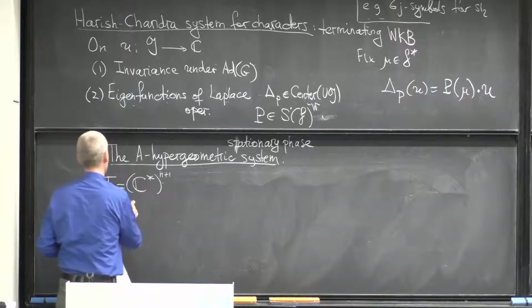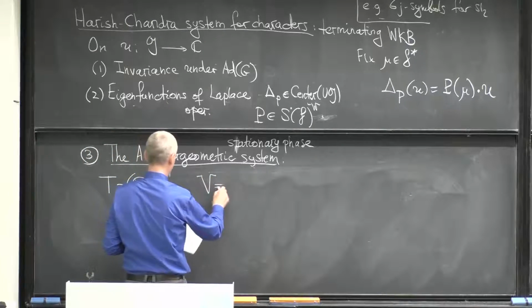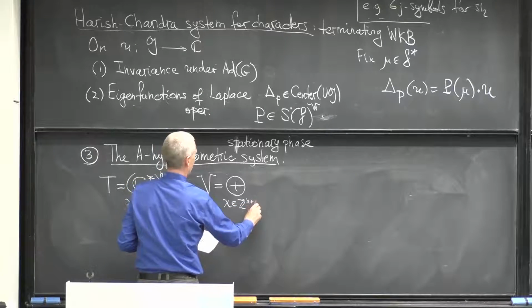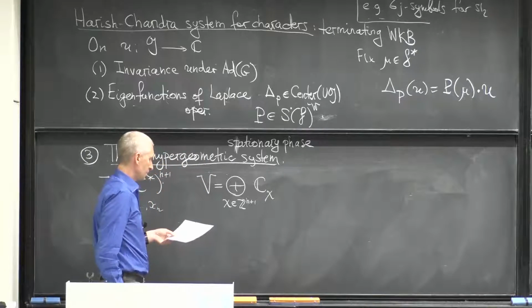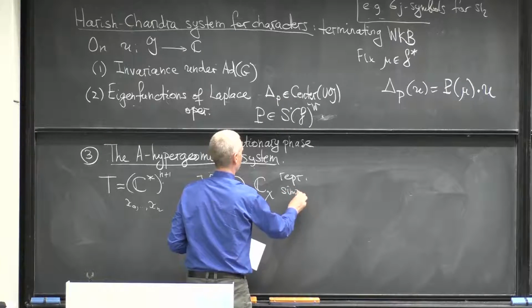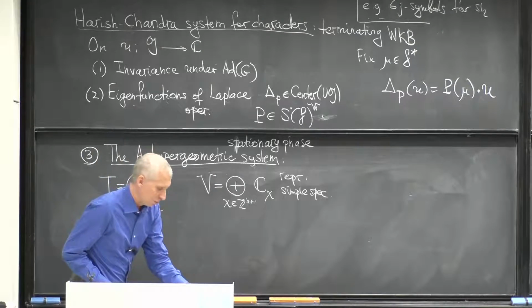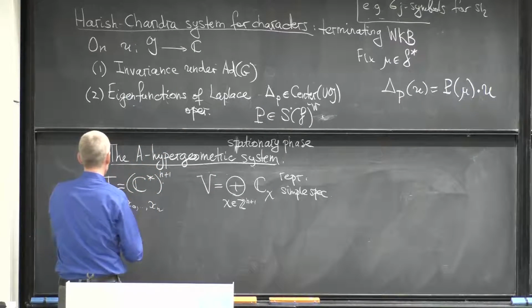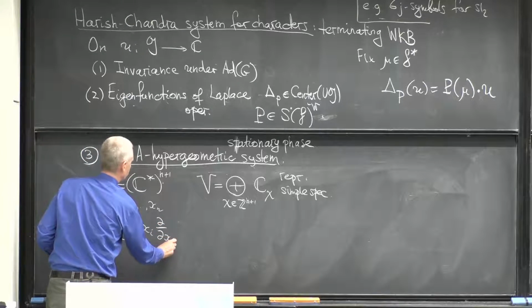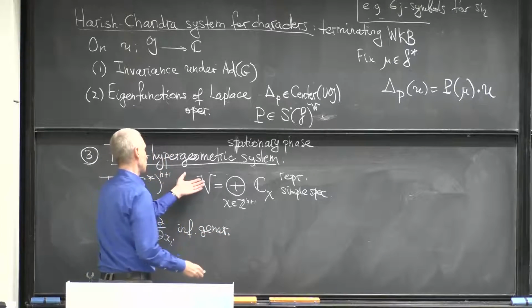So with coordinates, say, x0, ..., xn, we take a representation of this torus, a direct sum over some characters in Z to the n+1 of one-dimensional characters. So a representation. We assume it has simple spectrum, which means that each character chi comes no more than once. Then we have the infinitesimal generators, xi times d over dxi. So it acts on V and V star.